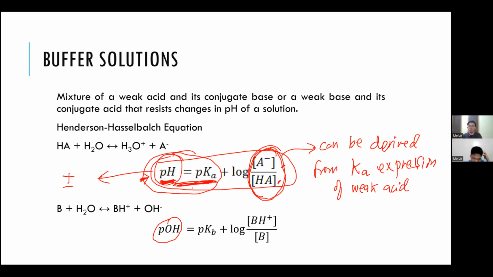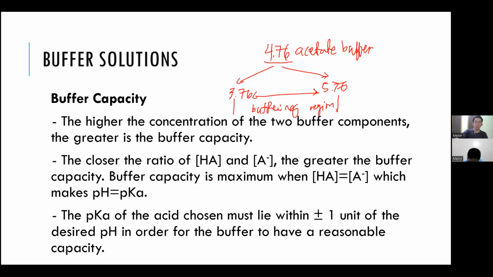Make the log of A minus over HA equal to 1? Kasi ang log 1 ay equal to 0. Kaya ang mangyayari, if your A minus and HA are almost equal, almost same sila ng concentration, this will be log 1, so 0 na to. So ang mangyayari, pH is equal to pKa. Kaya mas magiging strong yung buffer na mabubuo mo.